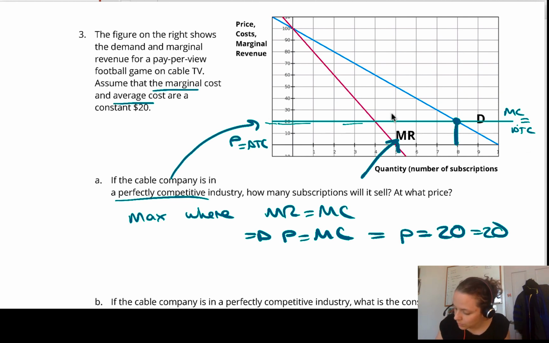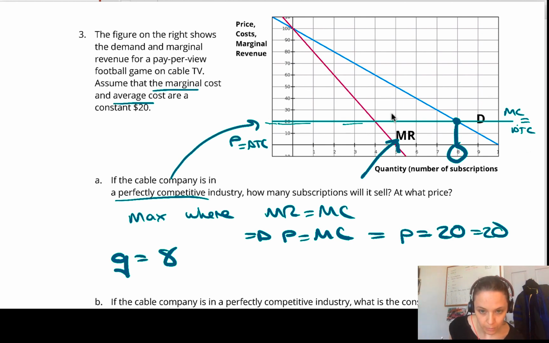And so let's go down here. And what this means is that I'm going to produce 8 units, in this case of pay-per-view subscriptions for football games. And how much am I going to charge? I'm going to charge 20, because that is the average total cost, and we're in equilibrium. Profits are going to be 0, because marginal revenue, the price, is equal to marginal cost. So there's no profits.